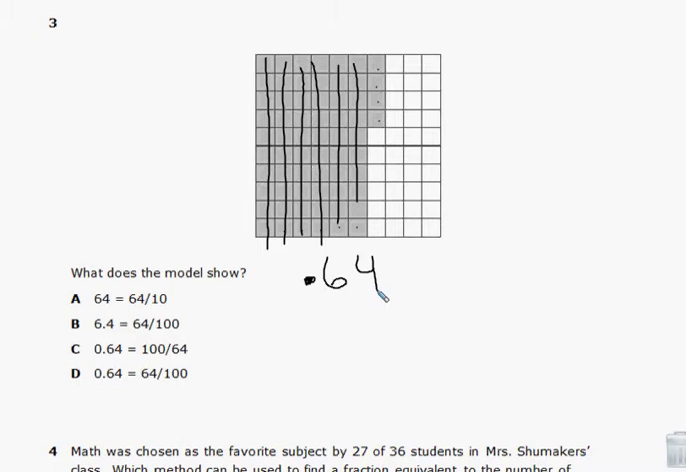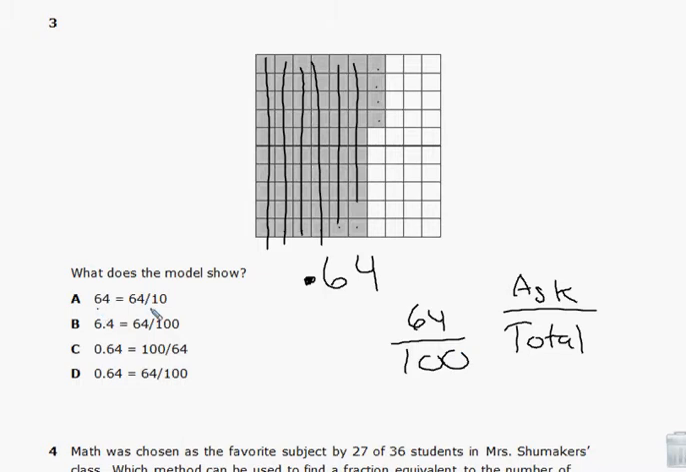If I want to write that as a fraction, since we do ask over total, the ones that are shaded is 64, and the total amount of blocks are 100, so that's what that should look like. And what it has, it's supposed to be a decimal and a fraction. And right here, this is saying 64. If we were talking about a straight hundreds grid, that would be true, but it would not be 64 tenths. There's no way that 64 tenths would be correct on that one.